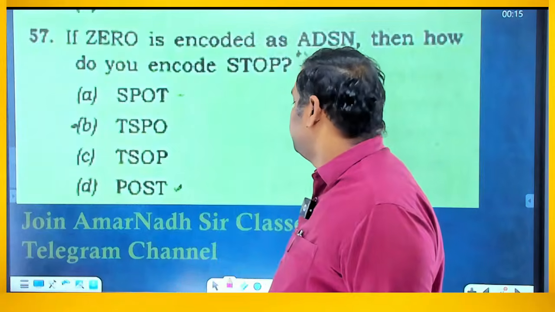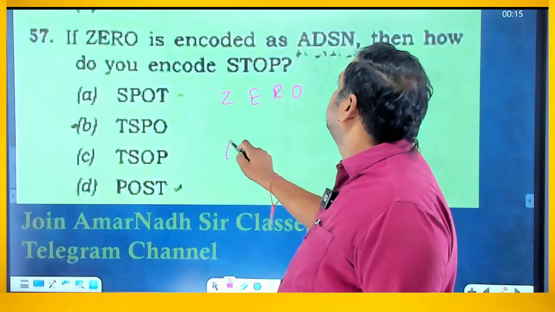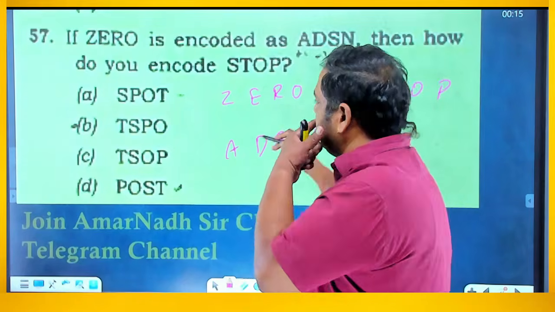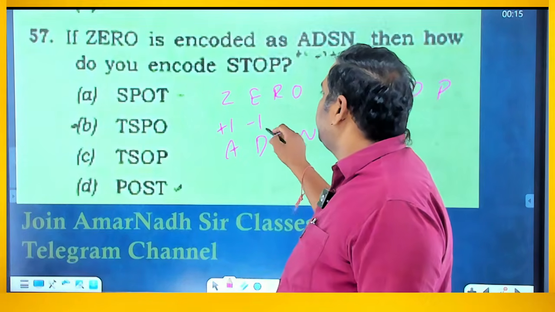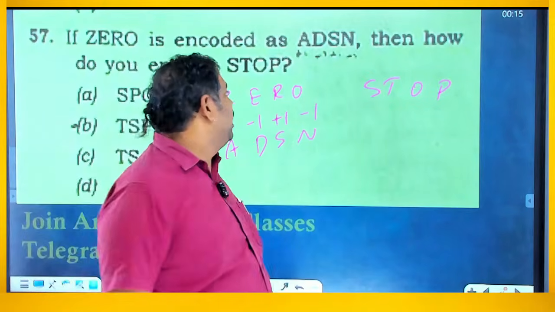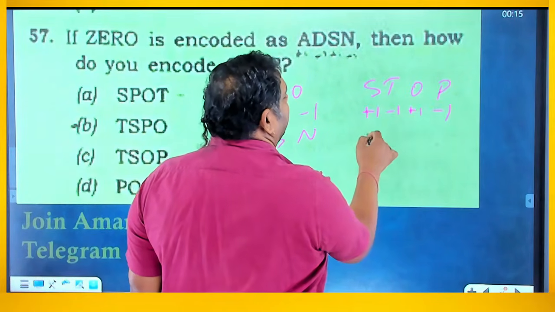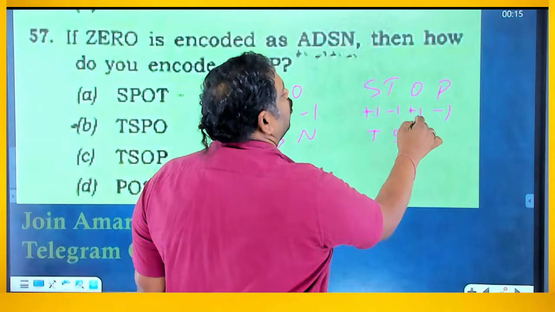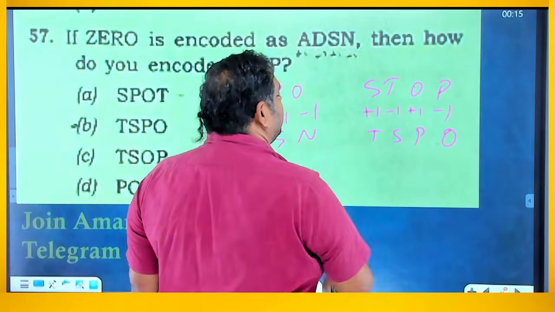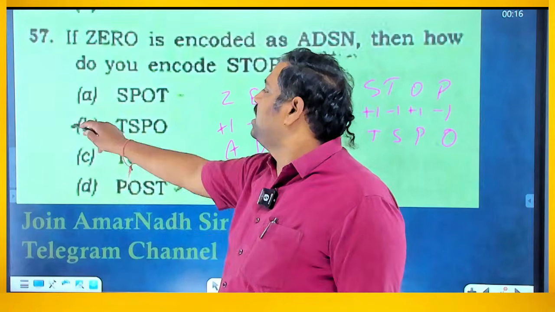Right, 57th one. Okay, this is called a regular question in the class. ADSN. Then how the word STOP will be coded in the code language is asked. A plus 1, E minus 1, R plus 1, O minus 1, right? Plus 1 minus 1 alternatively. Okay, next one. Plus 1 minus 1, plus 1 minus 1 if you go. S plus 1 is T, T minus 1 is S, O plus 1 is P, P minus 1 is O, TSPO. Which option is the answer here? TSPO. So B is the answer.